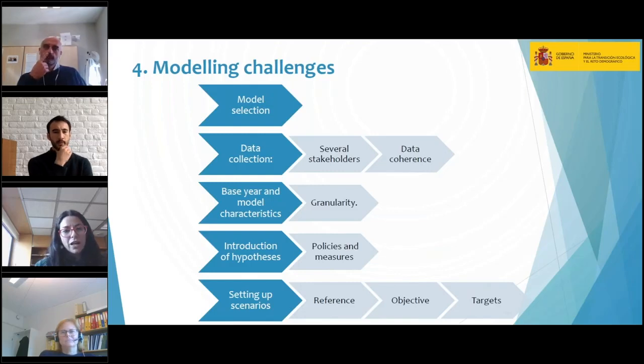The introduction of hypotheses, that is the translation of policies and measures into the model, was another of the main challenges. And also setting up the scenarios, because in the exercise that was planned by the European Commission, we need both a reference and an objective scenario, and also to achieve all these targets. So this is an iterative project with many models involved.